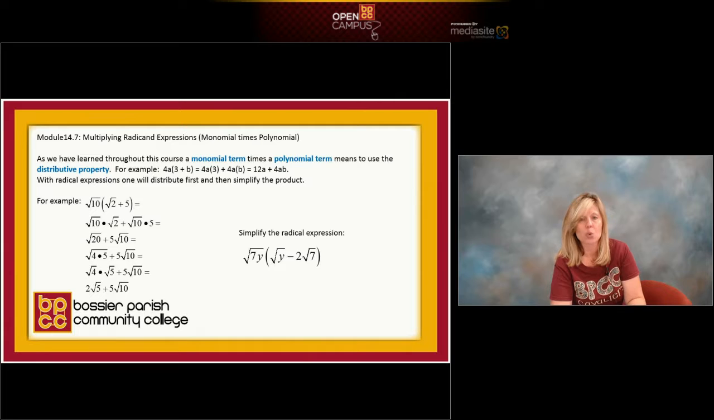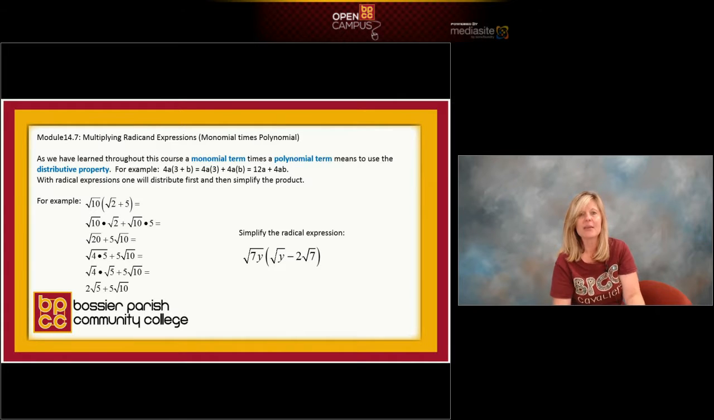Then we're going to multiply square root of 10 to a whole number 5. 10 is a radicand. It's inside. 5 is a whole number. It is not inside. So you cannot make square root of 50. The 5 has to stay on the outside. The 10 has to stay on the inside. So square root of 10 times 5 we write as 5 square root 10, just like you would write 5x.